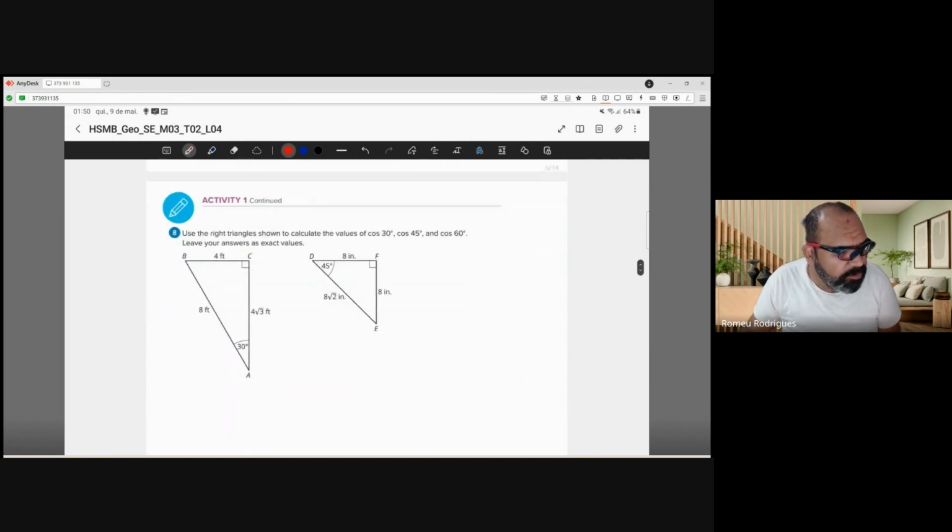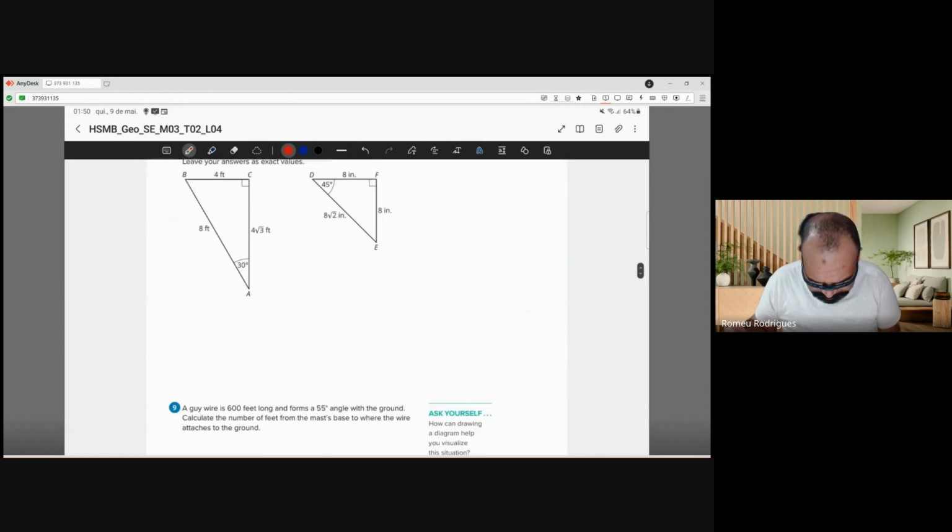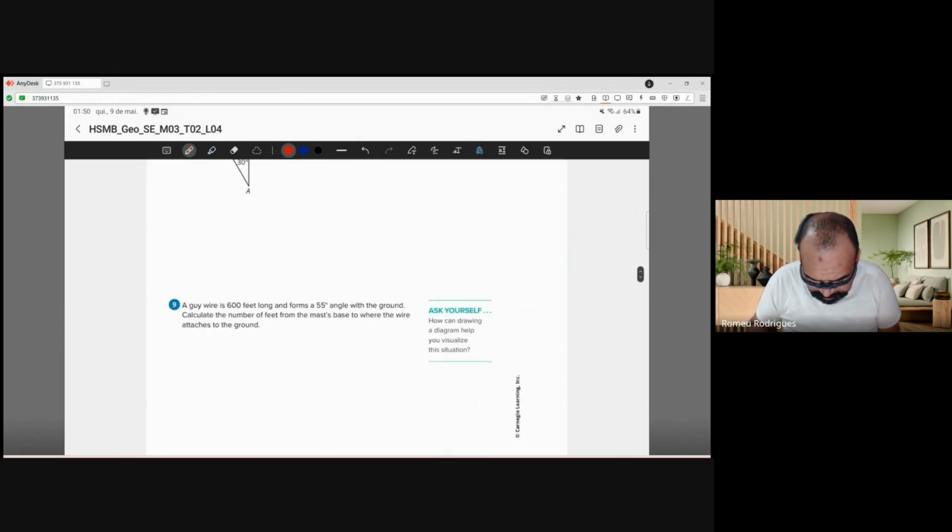And if you go through here, this activity number 1, I also have a pattern. Just calculate the cosine of 30 degrees and the cosine of 45 degrees. And you will notice a pattern there also. Great. And the 60 degrees, for both of 3 here. Also here, the same situation about the wire. Work on that.